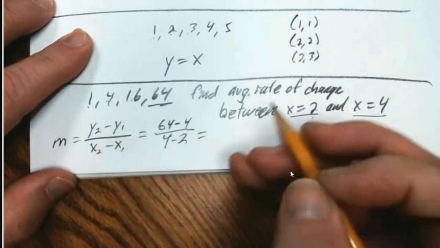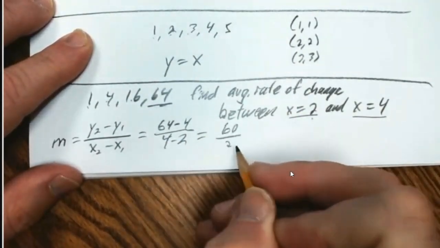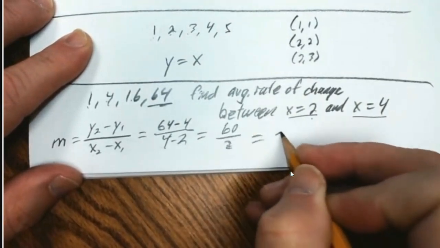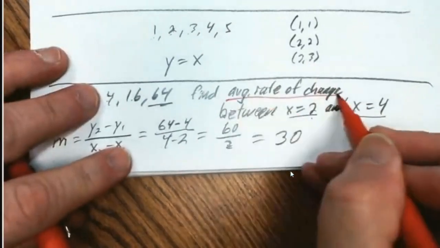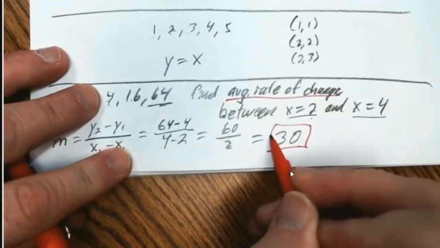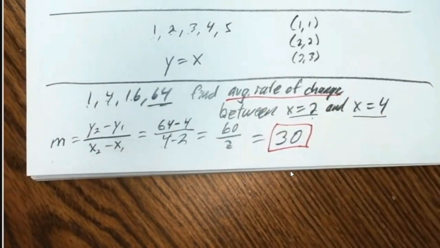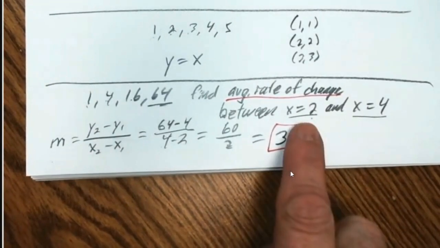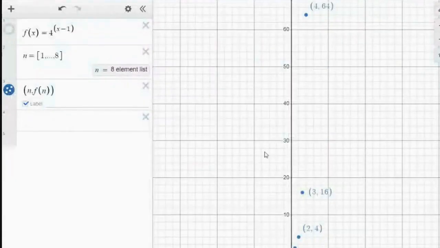So 64 minus 4 is 60. 4 minus 2 is 2. So the average rate of change is 30 between x equals 2 and x equals 4. That's not the average rate of change between x equals 3 and 4, because that's a lot steeper here.